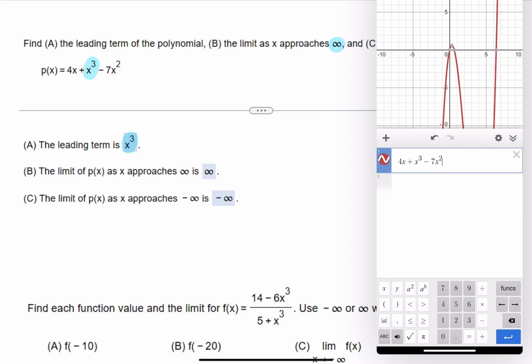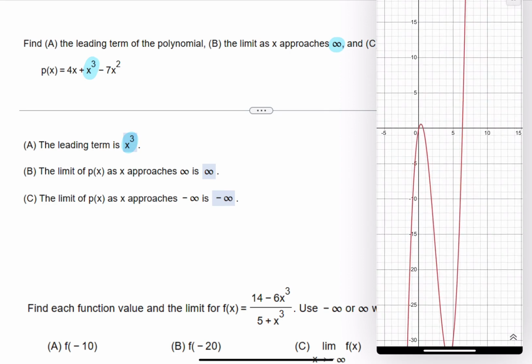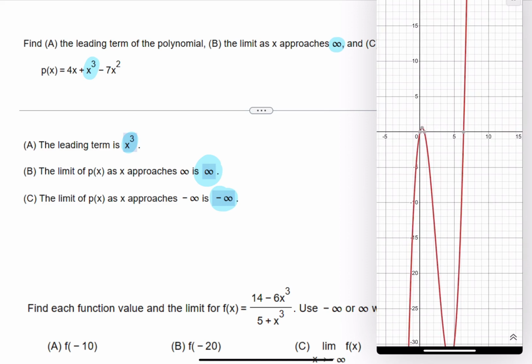And as you can see, this is a cubic function. And what they're asking me is, what happens when x approaches positive infinity and when x approaches negative infinity? In other words, what is happening to the function value? So when x is going to positive infinity, as you can see, the graph goes to positive infinity. When x is approaching negative infinity, the graph is going to negative infinity. That's one way of taking a look at the problem, at the graph.